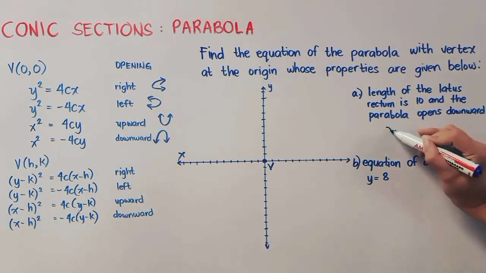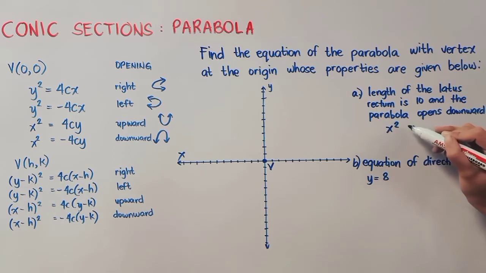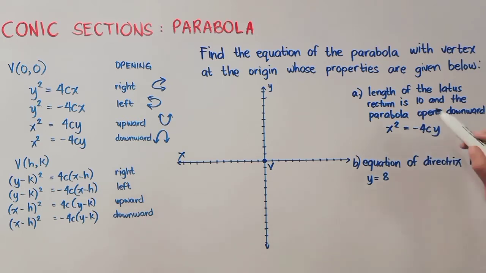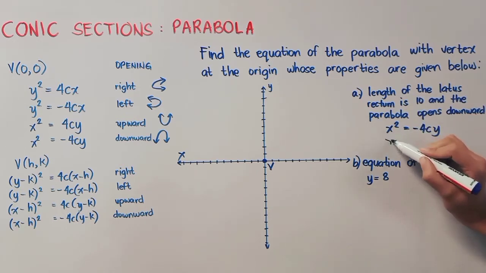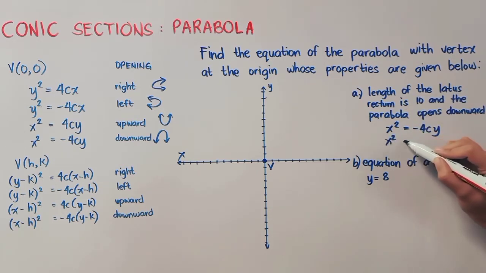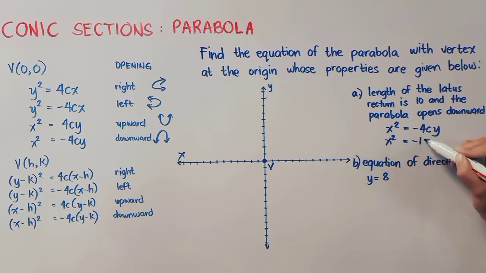That is, x squared is equal to negative 4cy. Now, our latus rectum is equal to 4c. So, in our form here, 4c will just be substituted by 10. Therefore, our final answer is x squared is equal to negative 10y. Now, let's proceed to B.